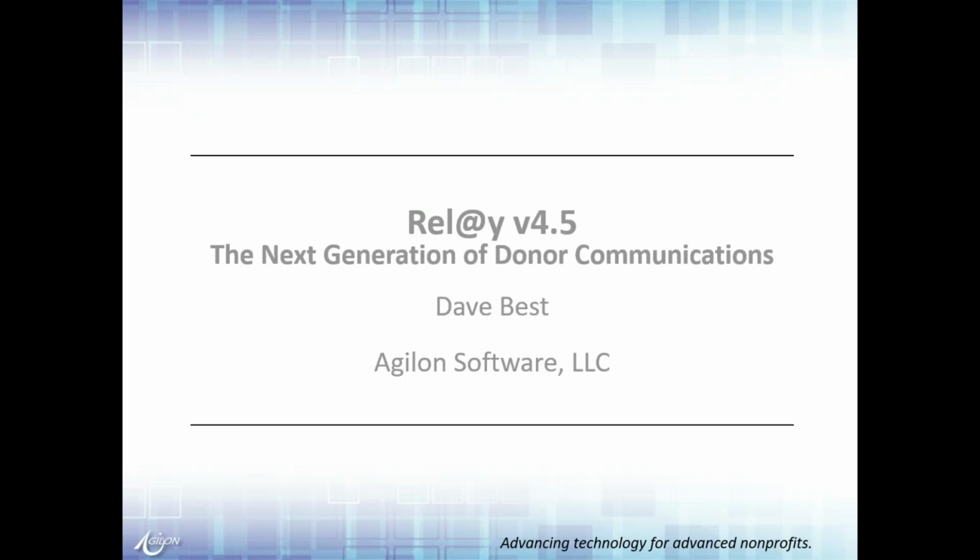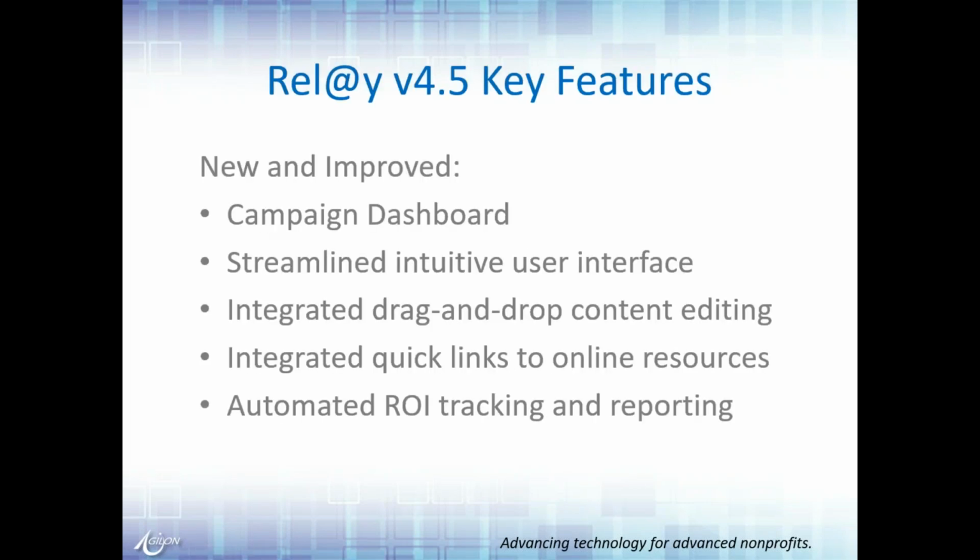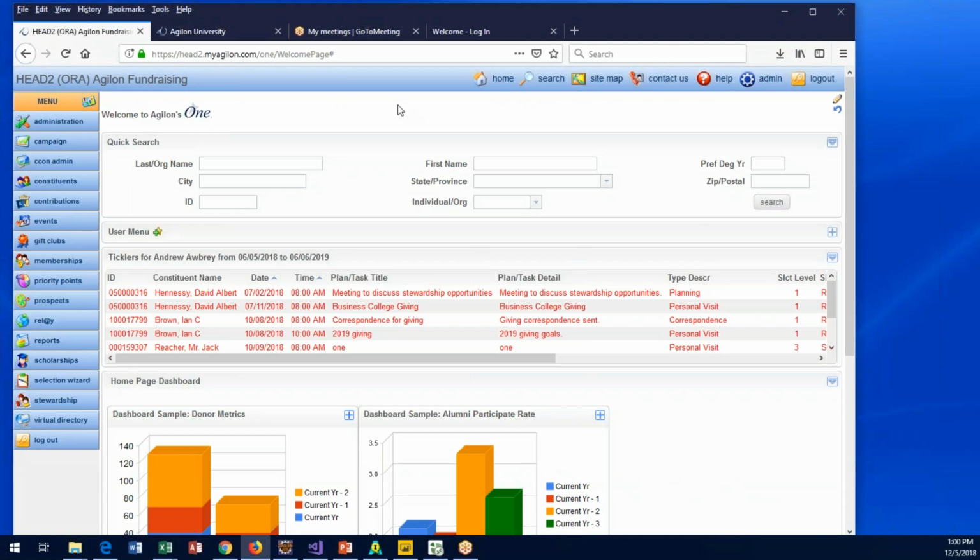This is another in the series of Agilon webinars on new features, functions, and capabilities in the 4.5 release. And today we're going to talk about Relay, which we have dubbed the next generation of donor communications. And with that, I'm just going to jump right into the screens and start showing you what's new there.